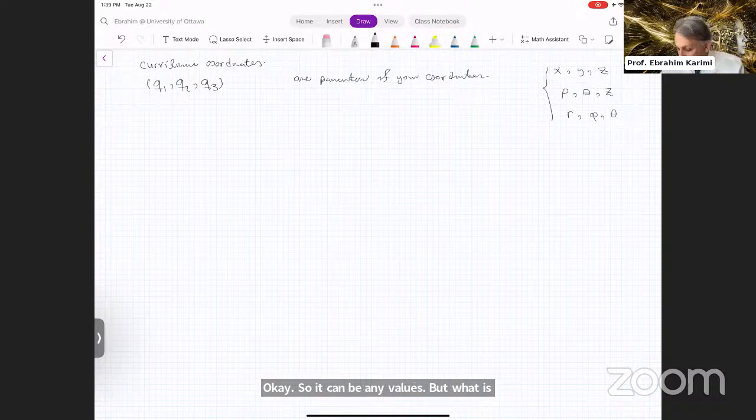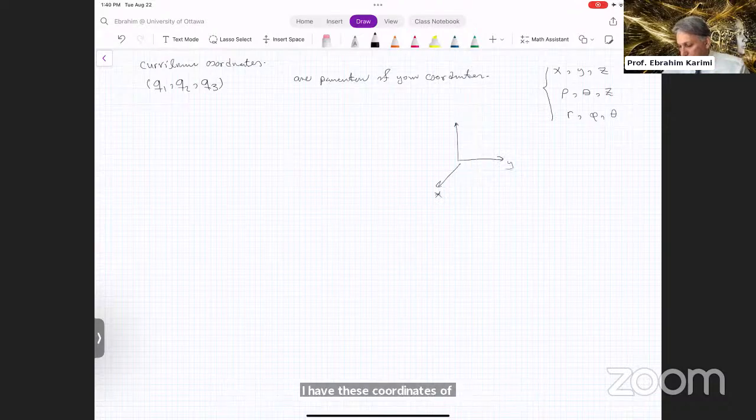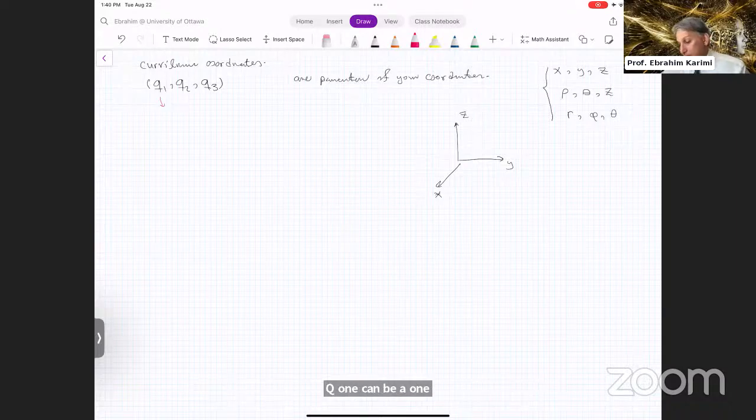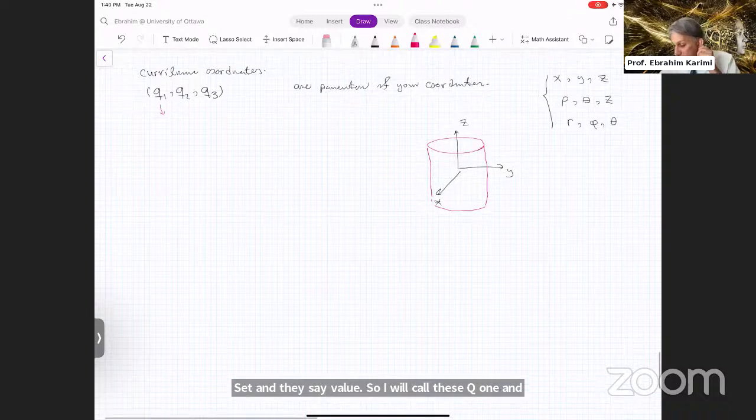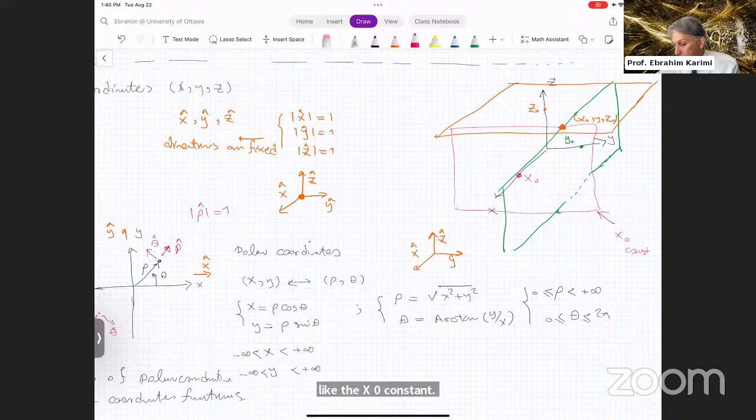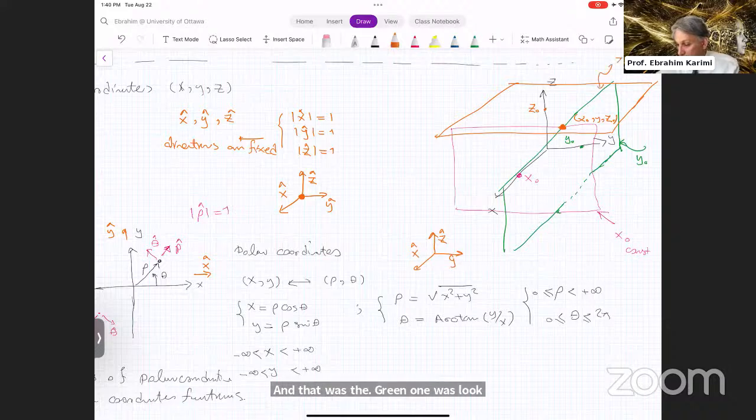But what does it mean if I have these coordinates of Q? I always have the Cartesian as a background because I want to give you the feeling. So, for example, Q1 can be one parameter which defines, let's say, a certain phase, a certain value. So I will call this Q1, and this is the Q1 constant. It looks like the previous case where we said these look like the X0 constant, and the green one looked like Y0 constant, and the orange one looked like a Z0 constant.